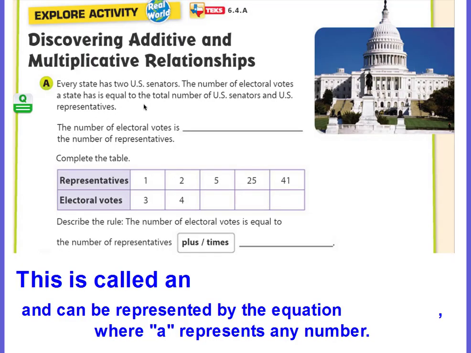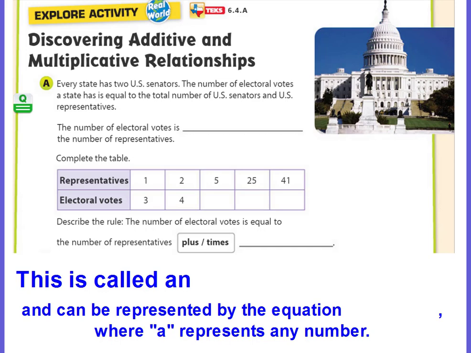Okay, every state has 2 U.S. senators. The number of electoral votes a state has is equal to the total number of U.S. senators and U.S. representatives. Okay, let's back up. History class. Electoral votes. Do you remember the presidential election a couple of years back where Hillary Clinton had the popular vote, but Donald Trump had the greater electoral vote, so he won the presidency? This is what we're talking about.